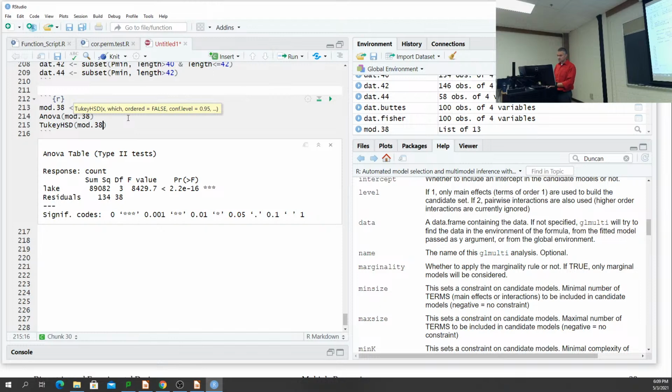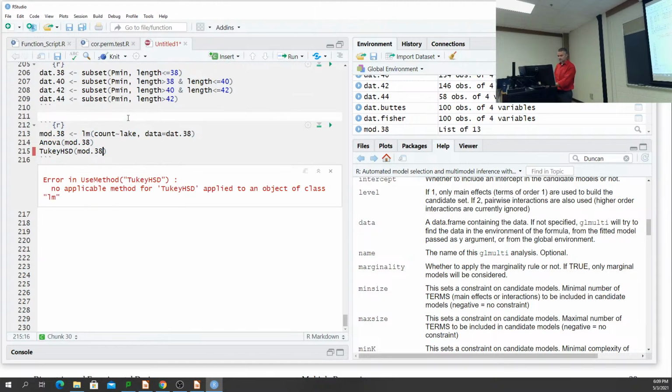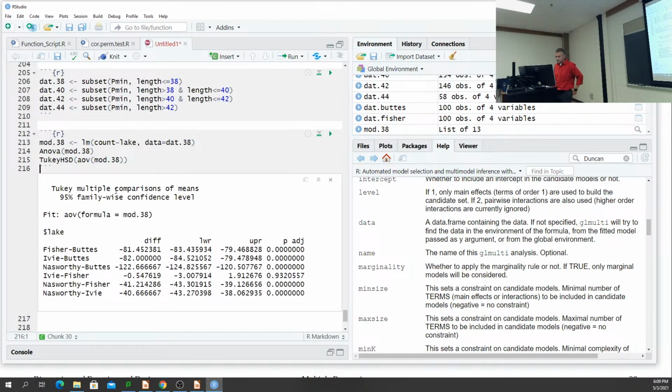So run a two-piece table of the AOV of our model. So you can see Ivy and Fisher are no different. And I bet if you run through this, you'll basically see that Ivy and Fisher are no different. Again, just kind of what the figure shows.